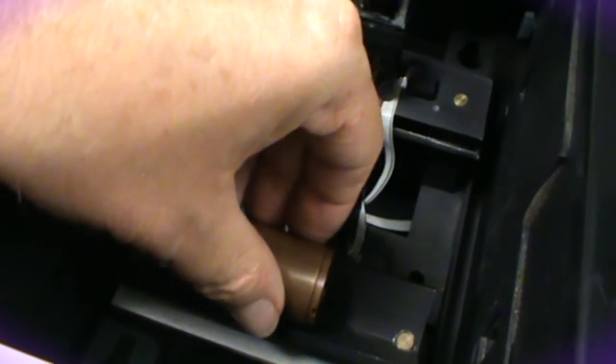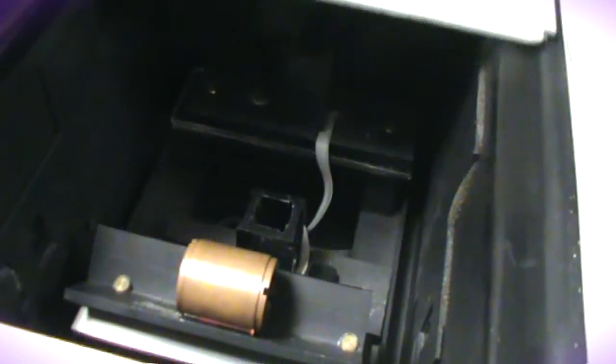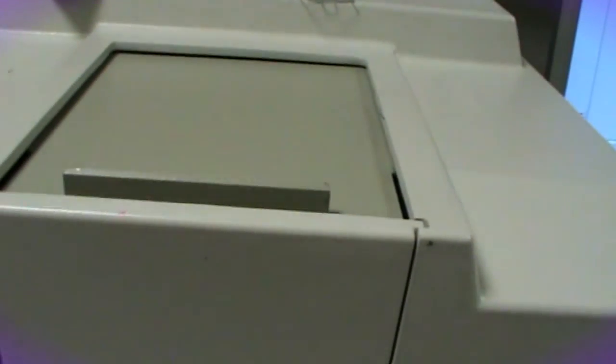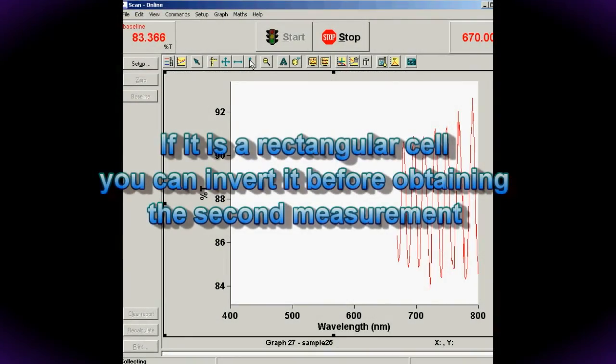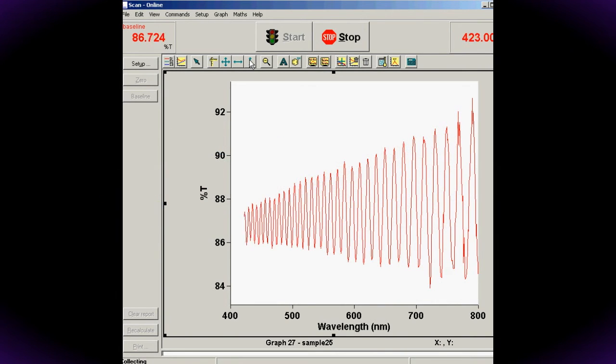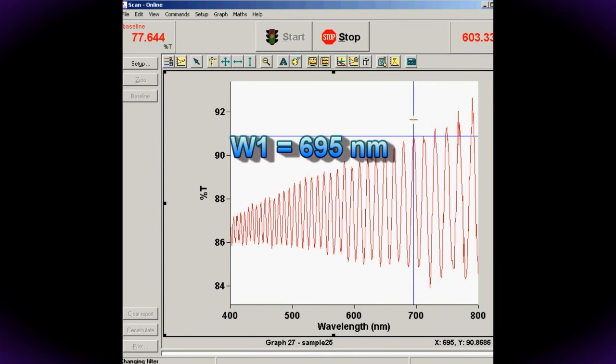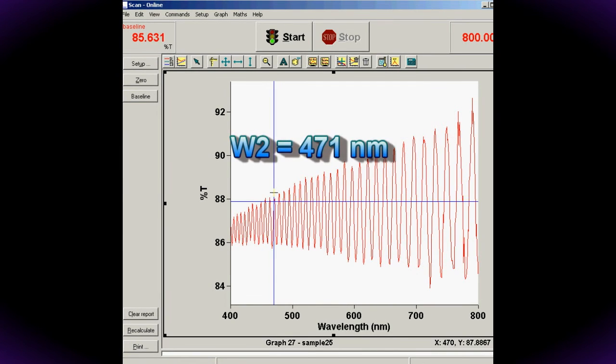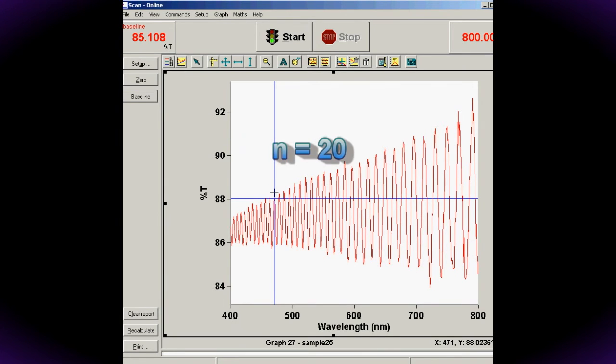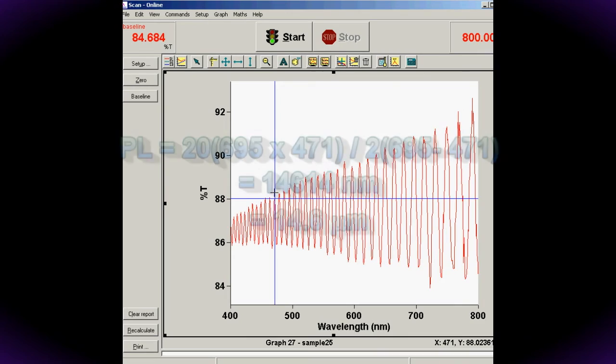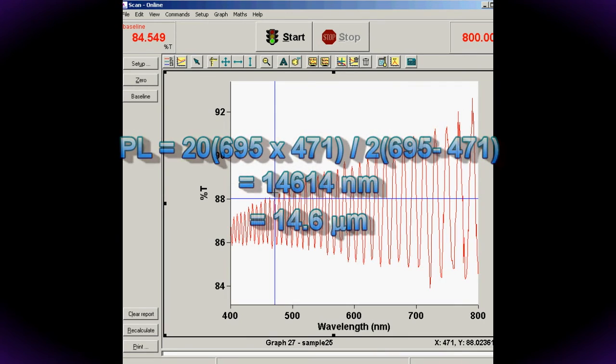Now turn the cell by 45 degrees and remeasure the transmission spectrum. This time I get 14.6 microns. A third run gave 14.4 microns, so we can say that this cell is 14.5 plus or minus 0.1 microns.